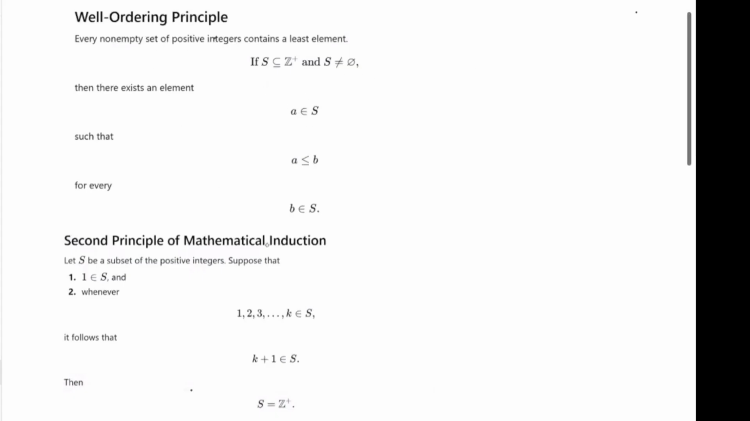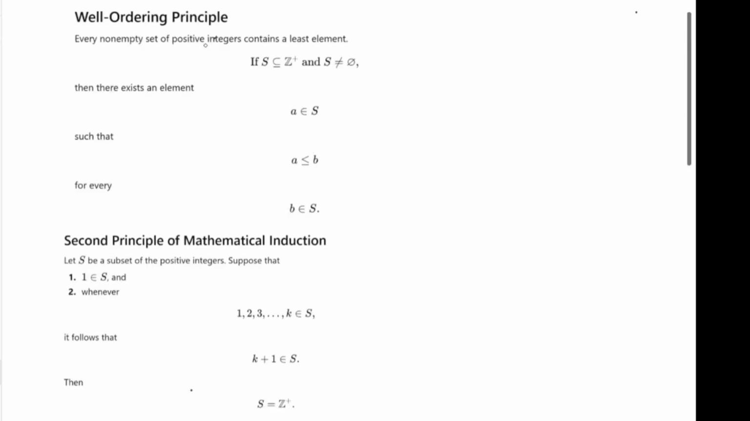All right, so now we're going to prove the second principle of mathematical induction using the well-ordering principle again. The second principle basically states, let S be a subset of positive integers and suppose that 1 is an element of S, and whenever 1, 2, 3, all the way to k is an element of S, it follows that k plus 1 must also be an element of S. Then we know S must be the set of positive integers, and of course the equivalence statement here, but just like last time, we're going to prove it in this form, okay?